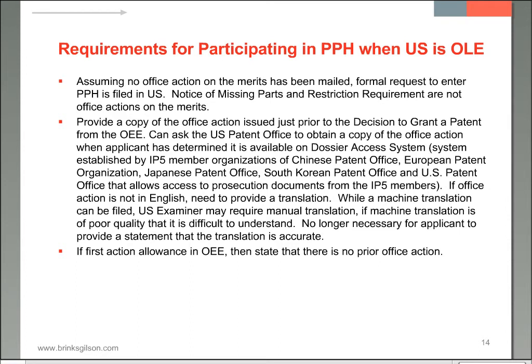A request to enter the PPH in the U.S. needs to be filed. The request must include the office action from the OEE that resulted in the indication of allowed claims and the art cited therein.